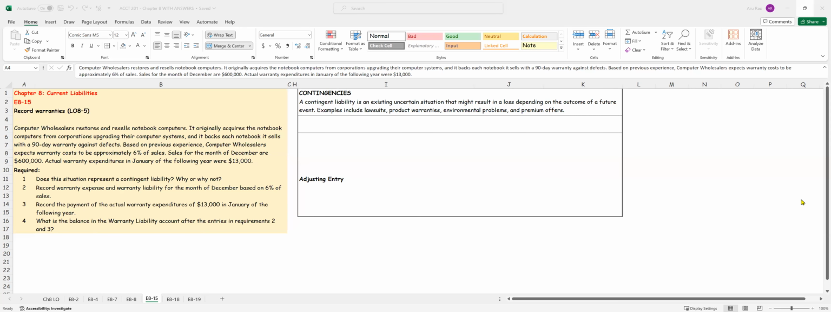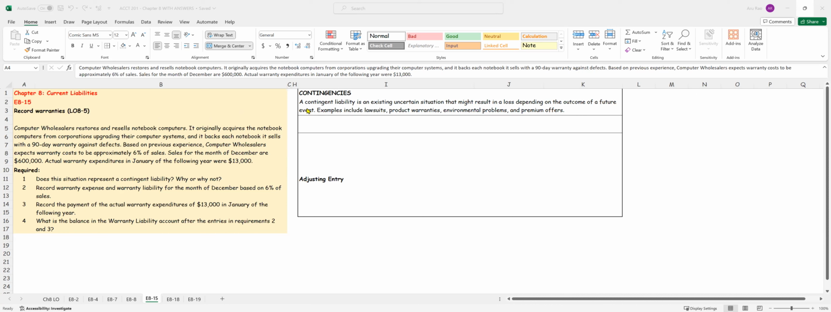Good afternoon. In this chapter, we are going to look at different types of current liabilities. Now we're going to look at a contingent liability. So before we look at a contingent liability, the exercise, let's see what it is and how we will do any journal entry if required.